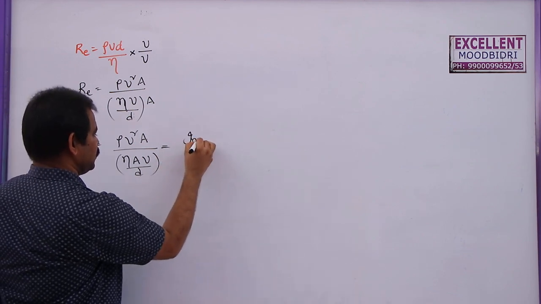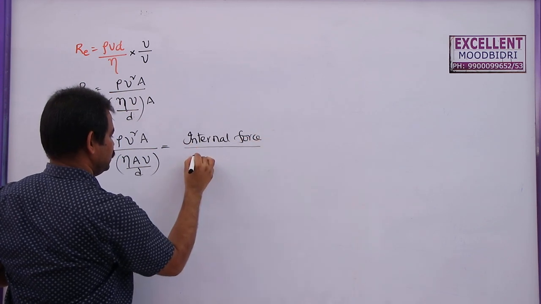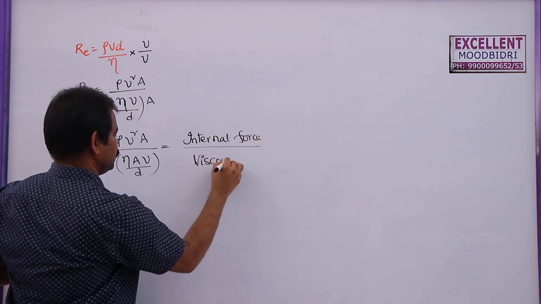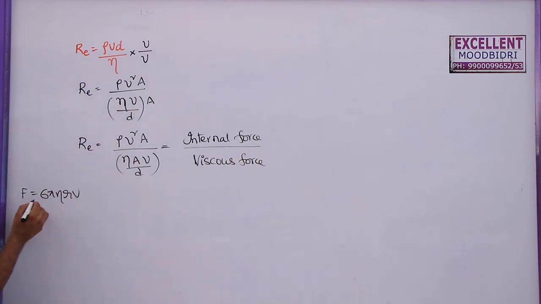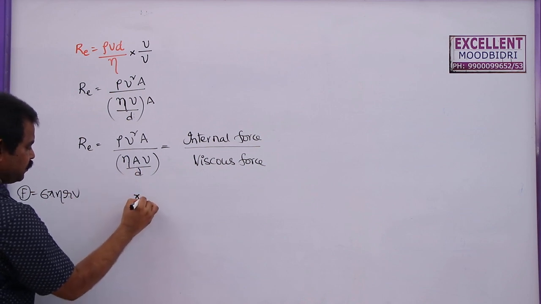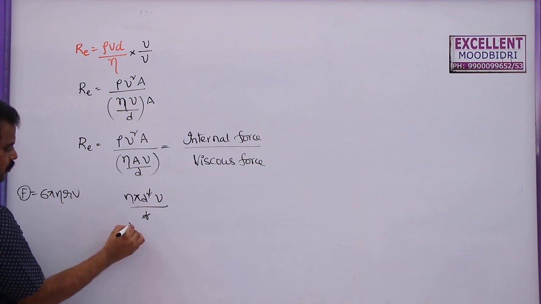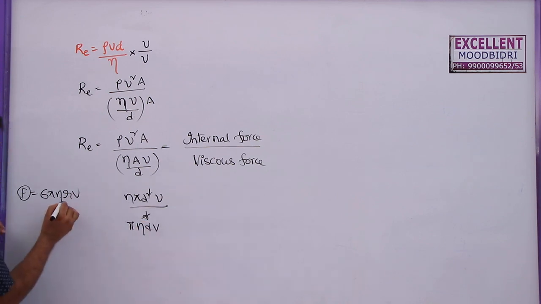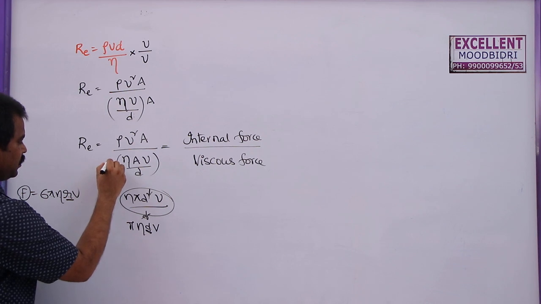So this is nothing but internal force by this viscous force. Why is it internal force? Viscous force F is equal to 6 pi eta RV. This is eta V by d, and this area can be written as pi d square eta V by d. The d's get cancelled, so you will get pi eta dV. Here I am taking the radius only, because d is the dimension of the pipe. So I am going to get the same F here, viscous force.